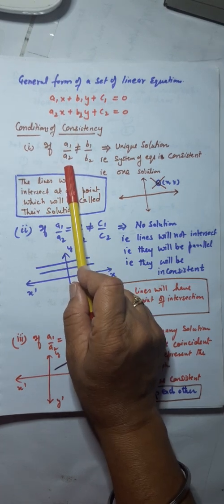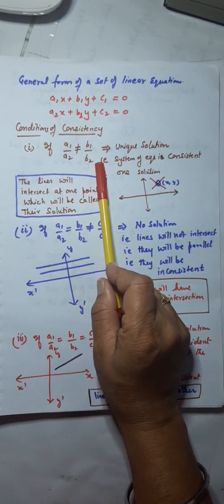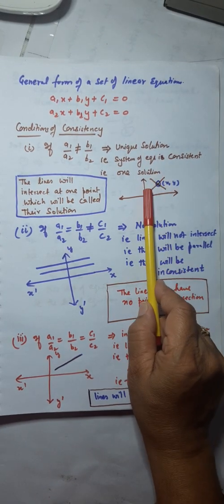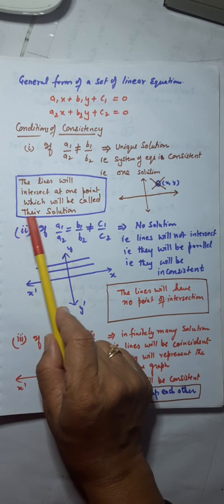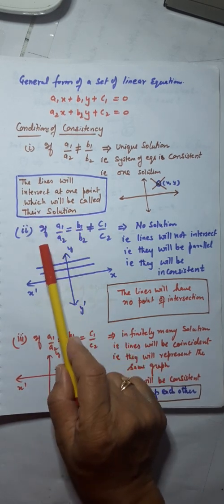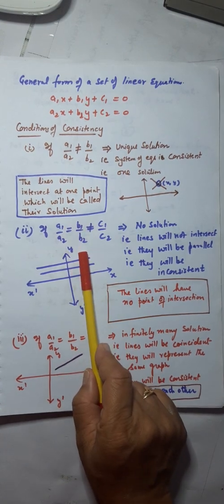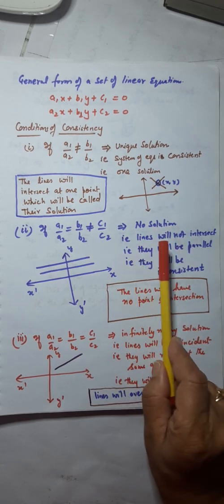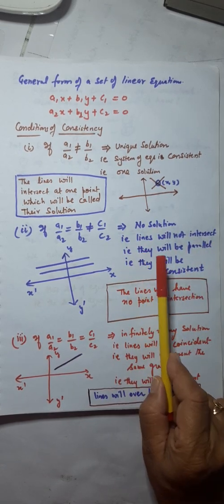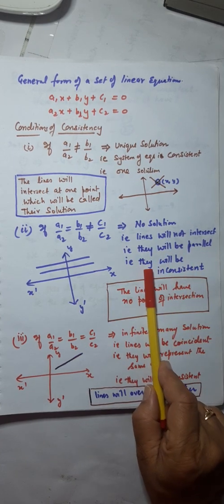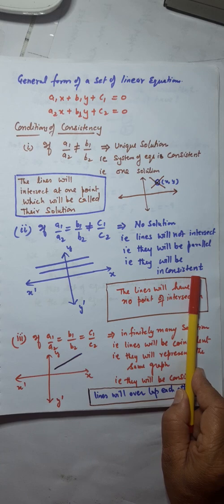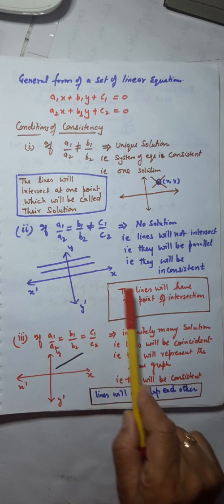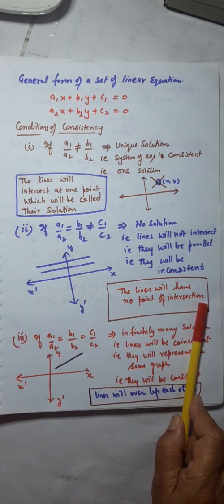If a1/a2 is not equal to b1/b2, then we will have a unique solution. That means the lines will be intersecting at one point and that point will be called its solution. If a1/a2 is equal to b1/b2 is not equal to c1/c2, then we have no solution. That is, the lines will not intersect. That is, they will be parallel, or we can also say that they will be inconsistent. And this is their graphical representation. The two lines will be parallel. They will have no point of intersection.